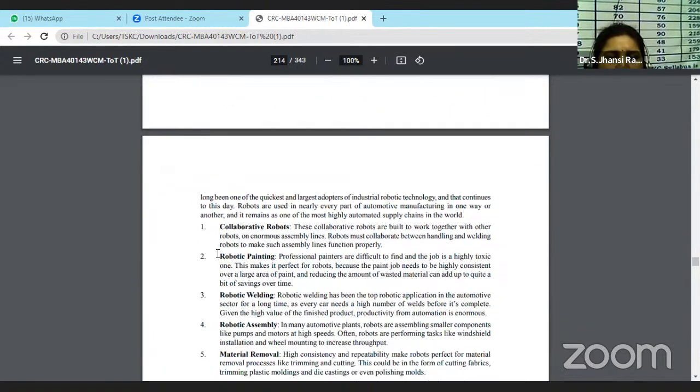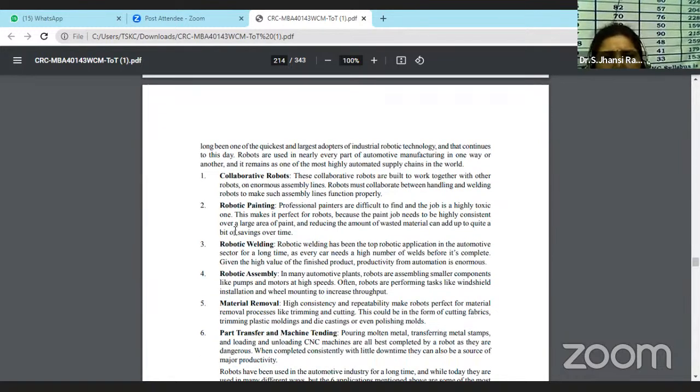Under this, we will talk about collaborative robots. These collaborative robots are built to work together with other robots on enormous assembly lines. The robots must collaborate between handling and welding robots to make such assembly lines function properly.